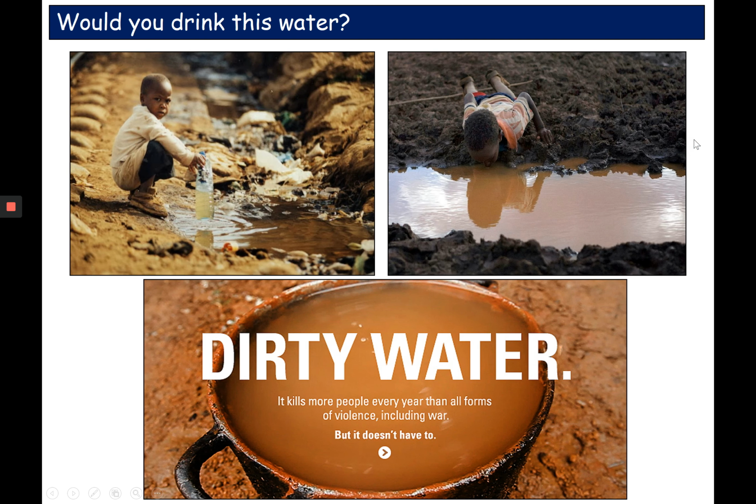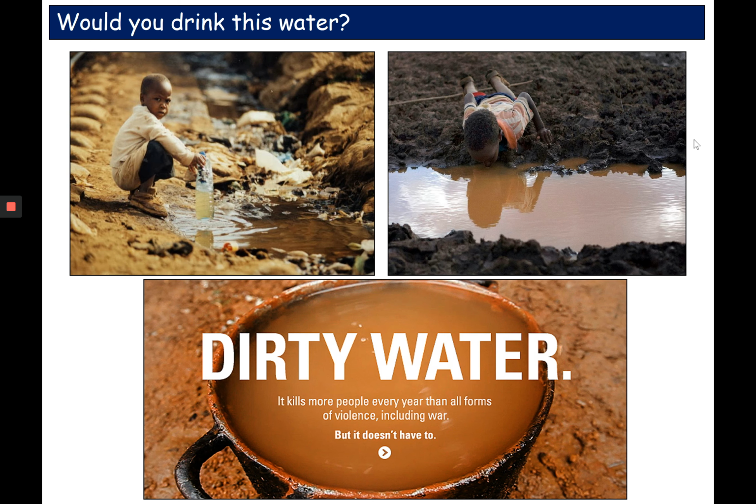Now, to start off with, I want you to look at these pictures and think about that question that I'm posing at the top of the slide. Would you drink this water? Or would you want to drink this water? Because we're quite fortunate in the UK. We're a high-income country. We have a relatively stable, clean, safe water supply that we take for granted. But that's not the case all the world around.